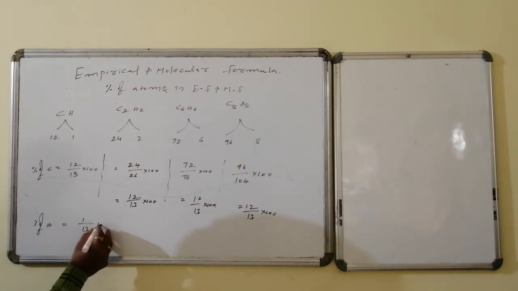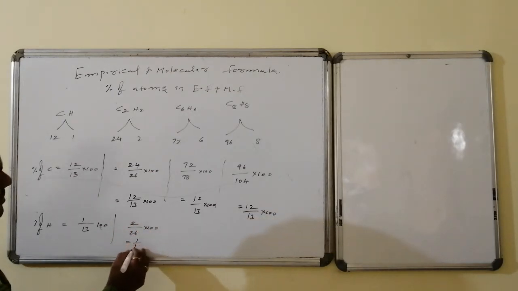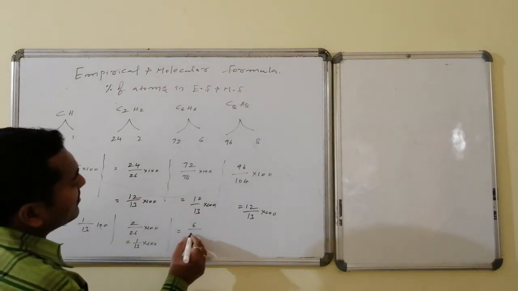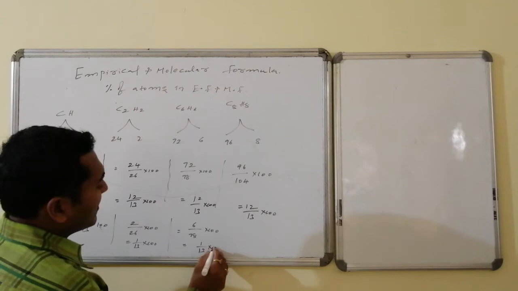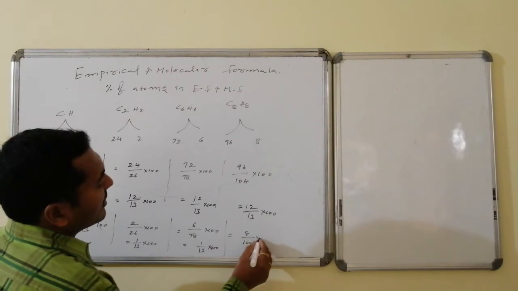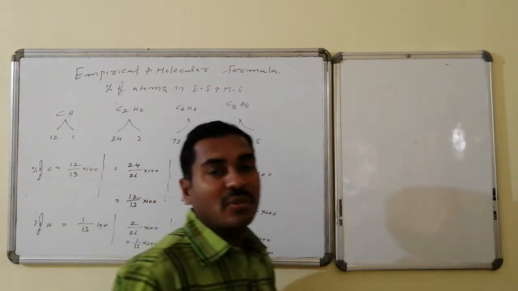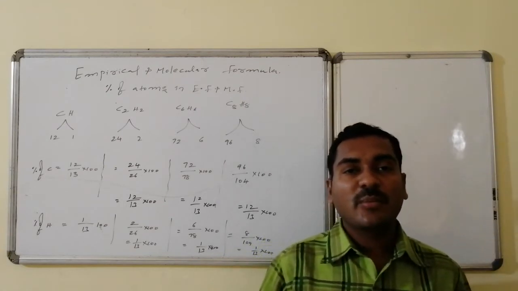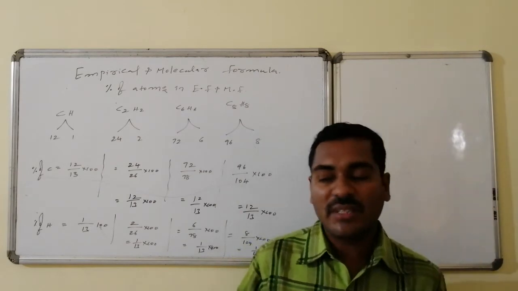1 by 13 into 100, and here 2 by 26 into 100, which becomes equal to 1 by 13 into 100. And here that becomes equal to 6 by 78 into 100, that is nothing but 1 by 13 into 100 only. In the next case, this is 8 by 104 into 100, which becomes equal to 1 by 13 into 100. So therefore, whether it is the empirical or the molecular formula, the percentages of elements present in the corresponding empirical as well as molecular formula are the same and equal.